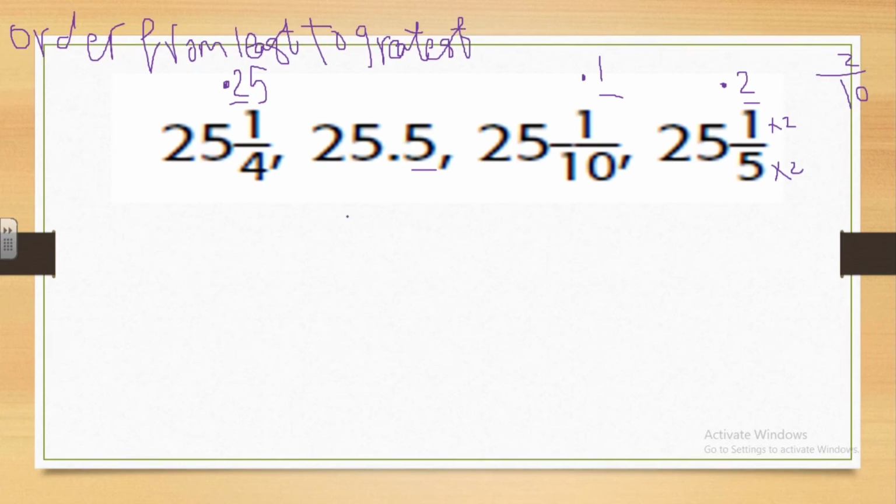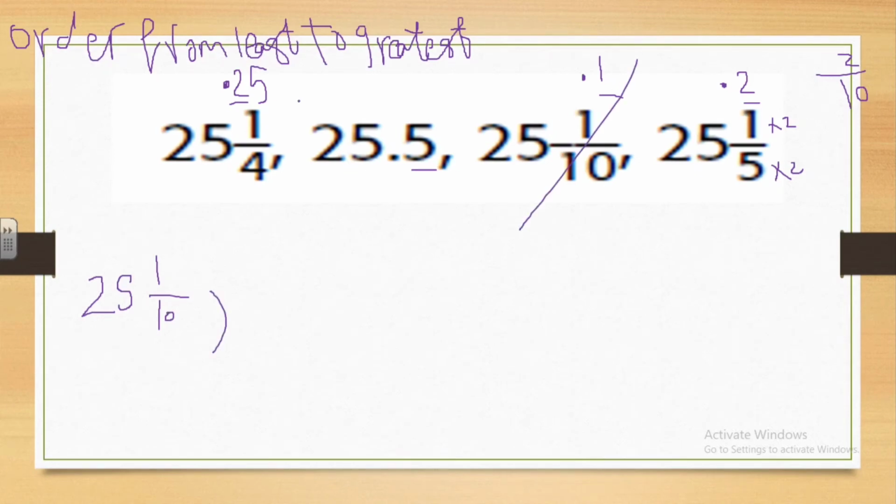Okay, so let's search for the small number. Here we have 2, 5, 1, and 2. So of course the 1 is the smallest one. So that will be the first number we have. What you take it, cancel.